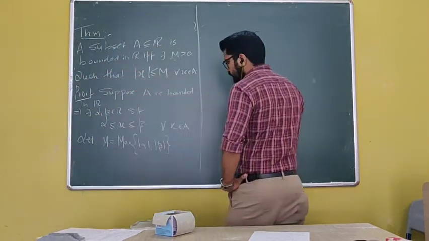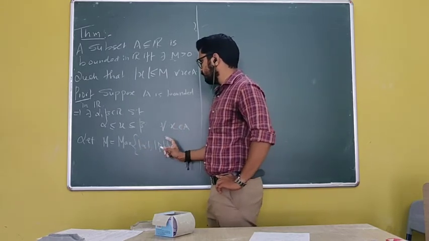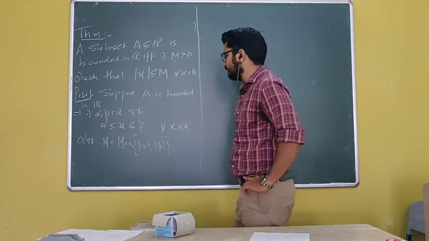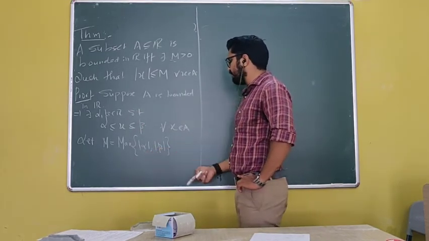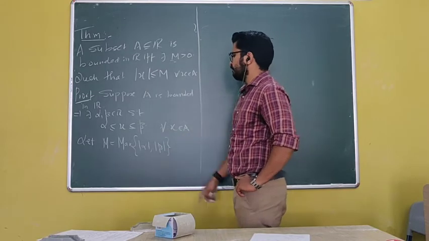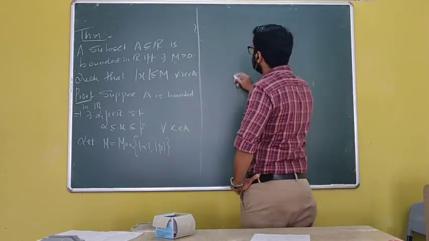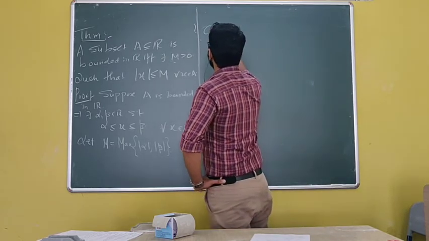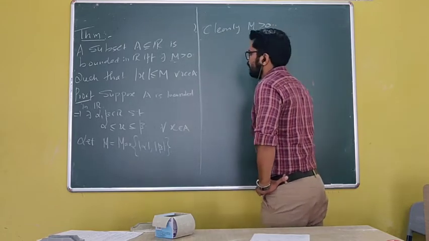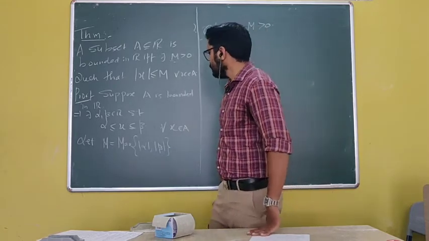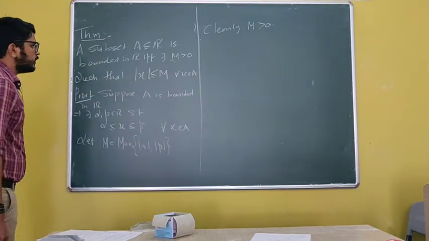Both the things cannot be zero. Remember that. Both the things cannot be zero, otherwise x will be zero. So one of them has to be positive, right? That means one of alpha, beta has to be non-zero. In that case, whatever the non-zero number is, its modulus will be positive. So in this case, clearly, let us write this: M is bigger than 0, right?